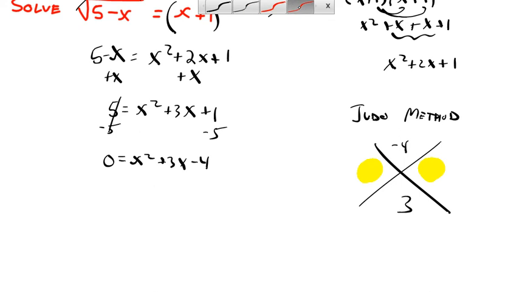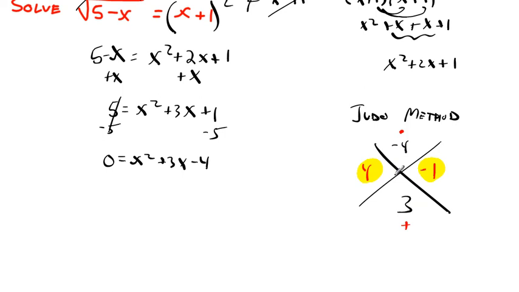Okay, so we want to multiply to get the top, and we want to add to get the bottom. So two numbers that multiply and give us -4, and add to get +3. Well, let's see. 4 and 1 will give us 4 and 3, but we want a -4 on top and a +3 on the bottom. So that would be like this: 4 and -1. 4 times -1 is -4. 4 plus -1 is +3.